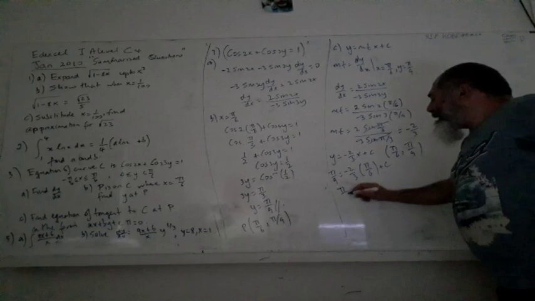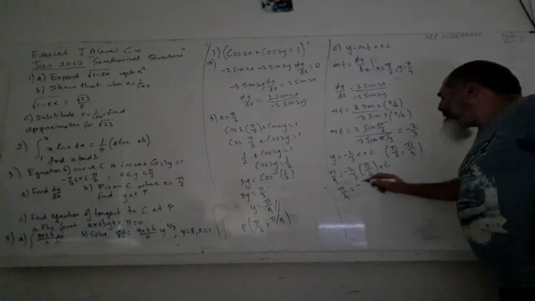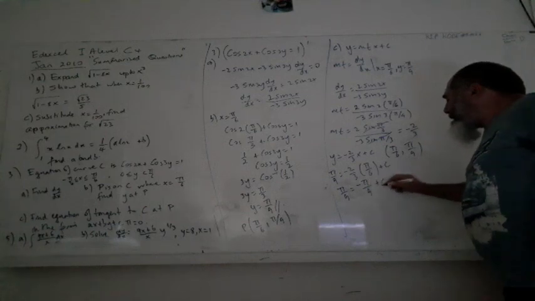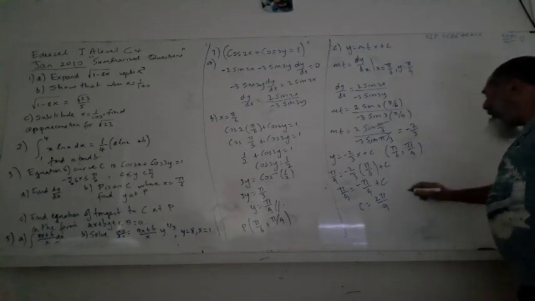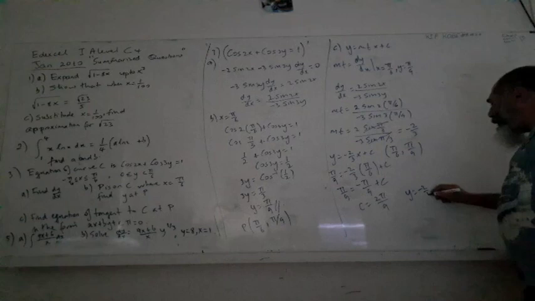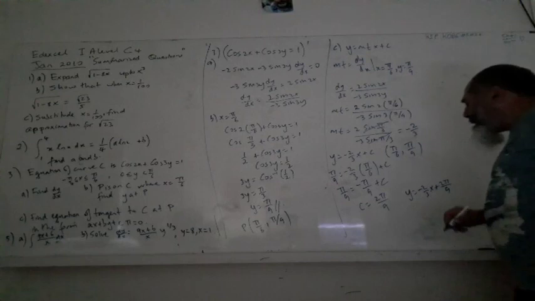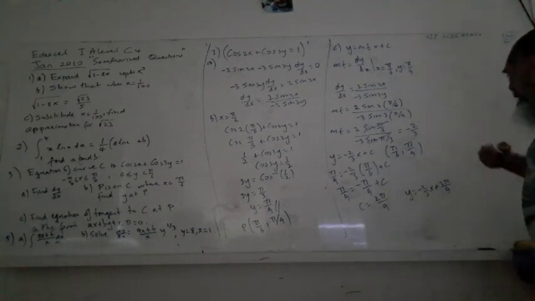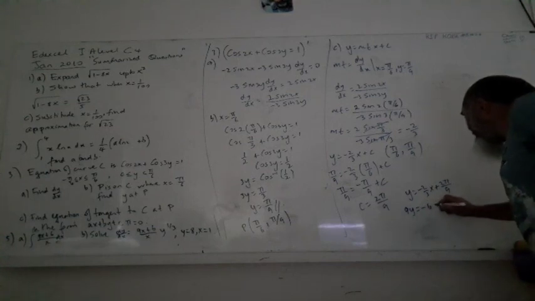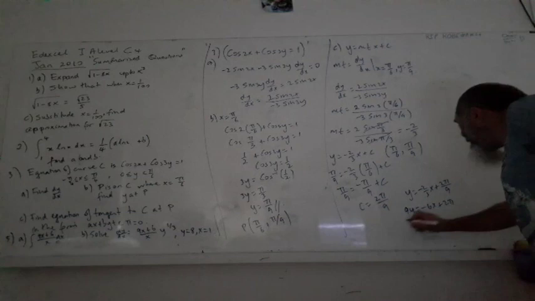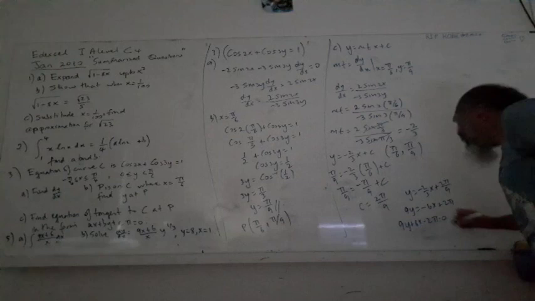So pi over 9 is equal to minus pi over 9 plus c. C is equal to 2 pi over 9. That means y is equal to minus 2 over 3x plus 2 pi over 9. Multiply everything by 9. 9y is equal to minus 6x plus 2 pi. So 9y plus 6x minus 2 pi is equal to 0.